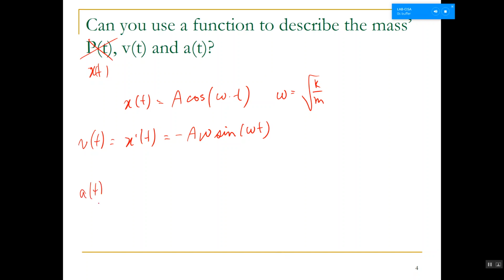How about acceleration with respect to time? What's the relationship? Derivative of velocity, exactly, or the double derivative of distance. And what's the derivative of a sine function? Cosine. What's the derivative of a negative sine function? Negative cosine function. Don't forget, multiply by the derivative on the inside. So now I'm going to have negative A omega squared cosine of omega t.